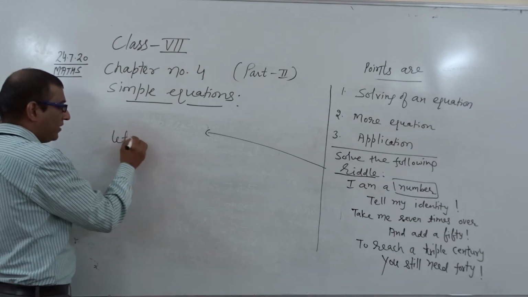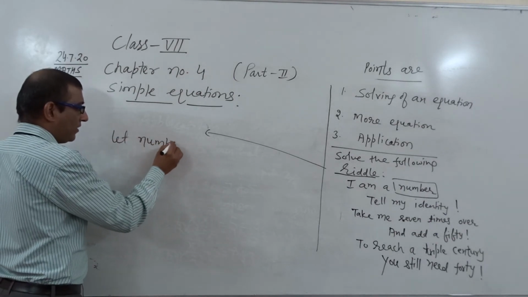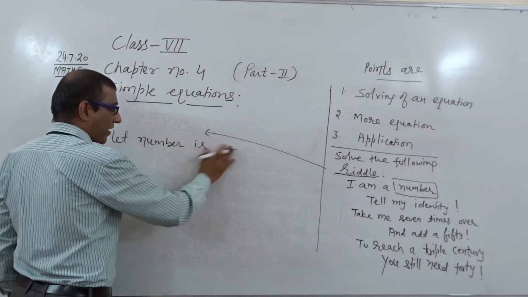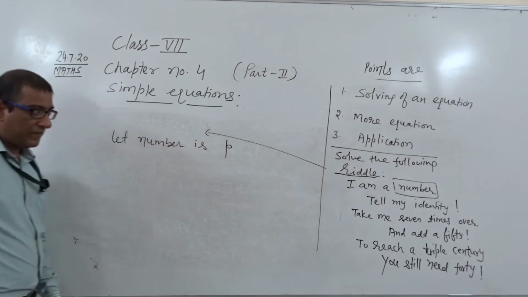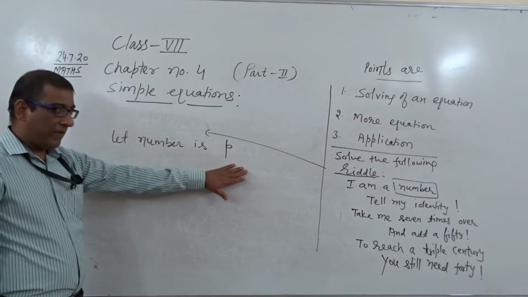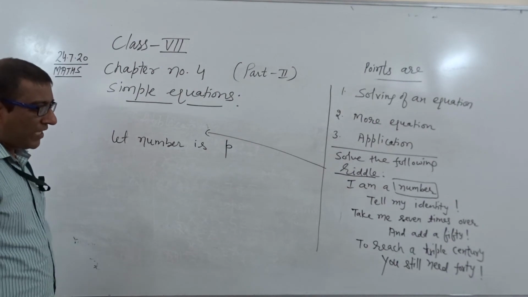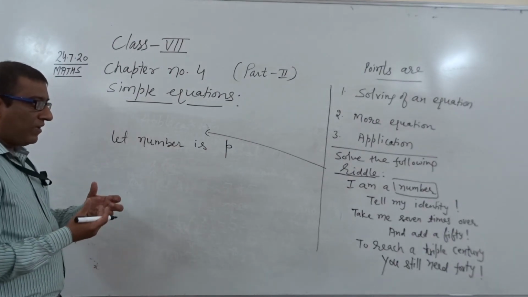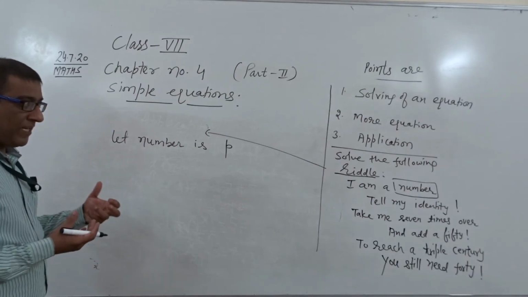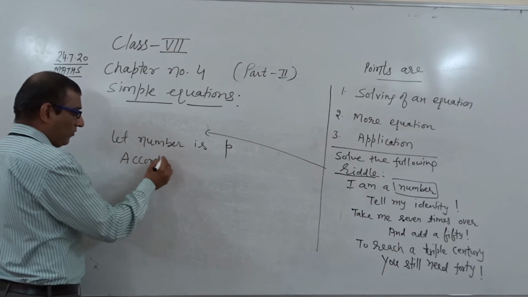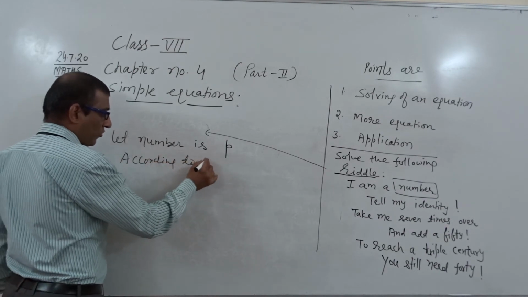So let the number be x. Okay, this time we will take another number, let it be p, that is small p. Tell my identity, so we are taking a number p. Take me 7 times over: 7 times, as I said earlier, means 7 multiplied by p. That is the meaning of 7 times. So after this we will write it down according to the question.